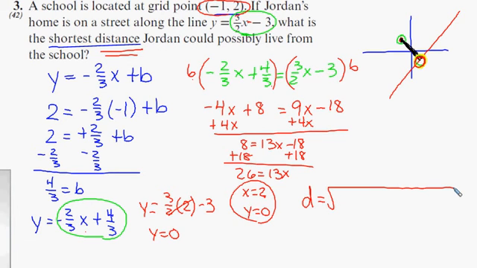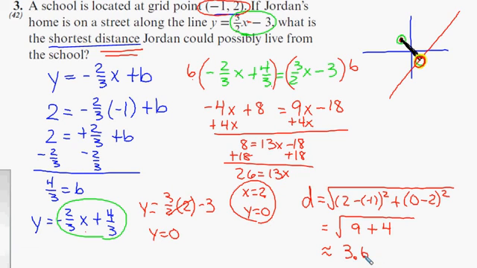So that's going to be the x values, 2 minus -1, so you've got 2 minus -1 squared, right? And then we have 0 minus 2 squared. So that gives us 9 plus 4, which is the square root of 13. So that is going to give us approximately 3.61 miles. I think it was miles. Well, units. We don't know that it's miles. Okay?